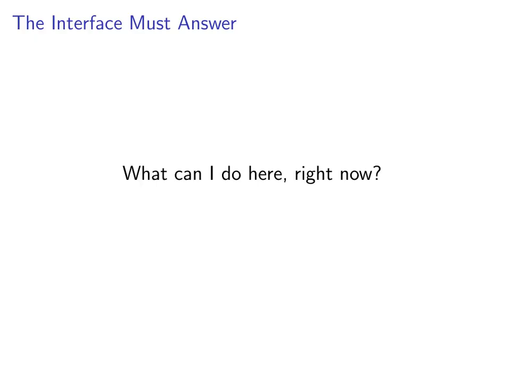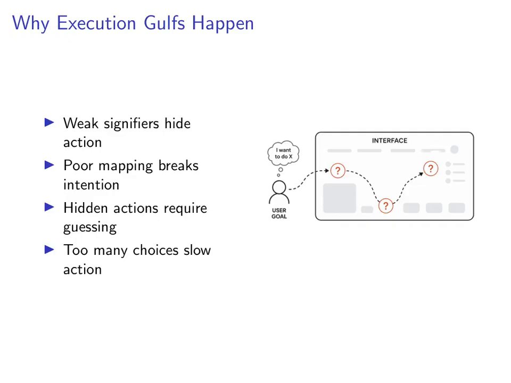The execution side of interaction asks a simple question: what can I do here right now? The interface answers through signifiers, layout, labels, mapping, size, color, position, and grouping. A button that looks clickable is a signifier. A slider that visually maps left to less and right to more supports action. A primary button that stands out tells the user where the next step probably is.